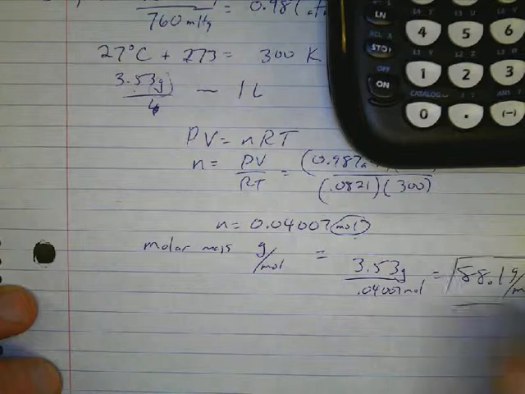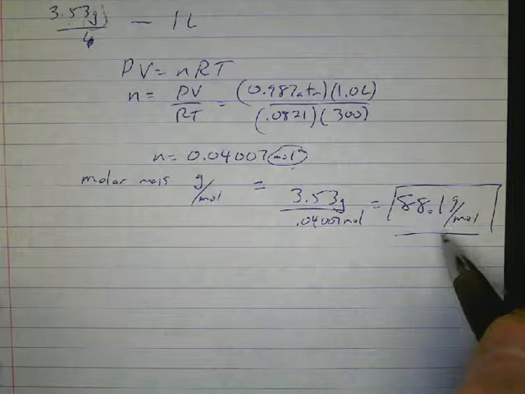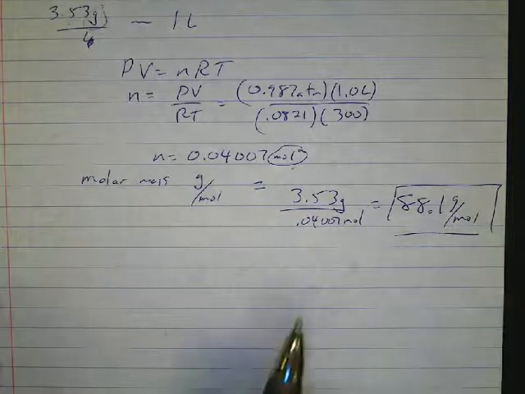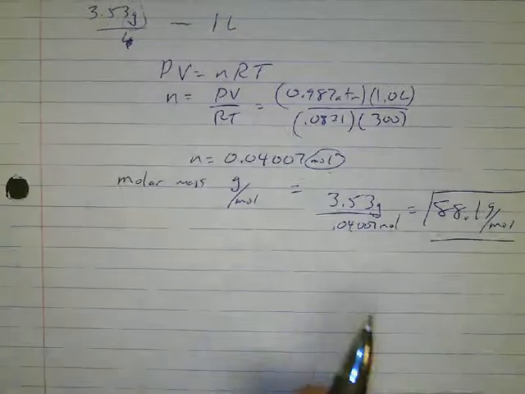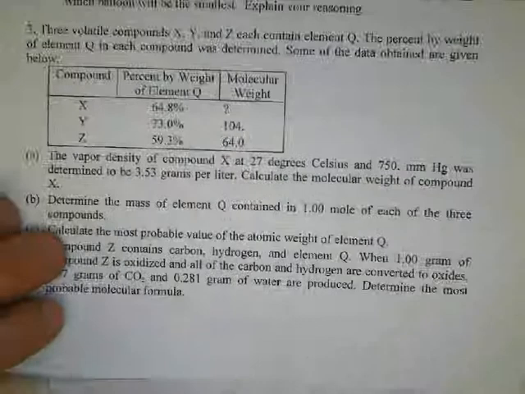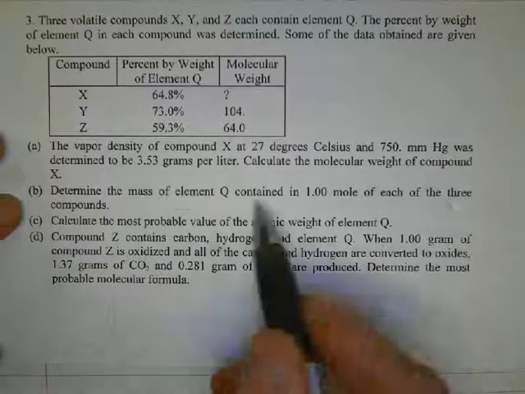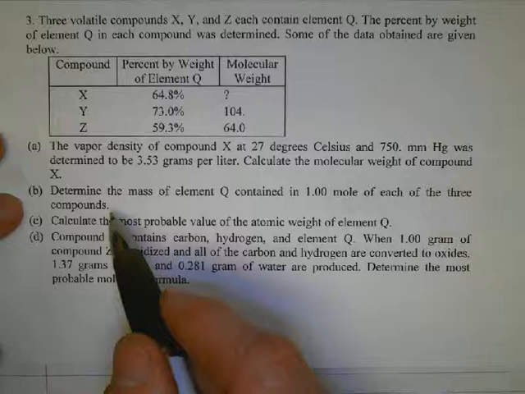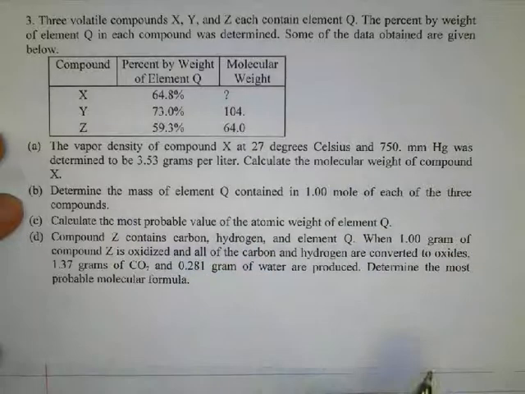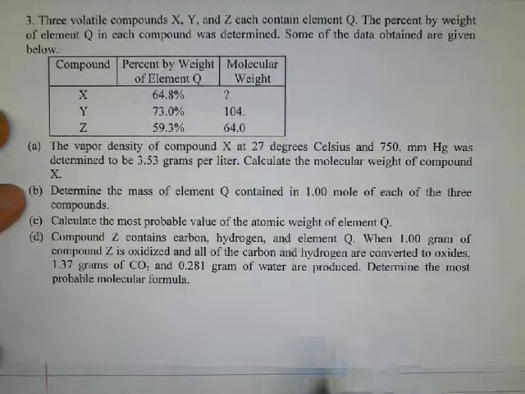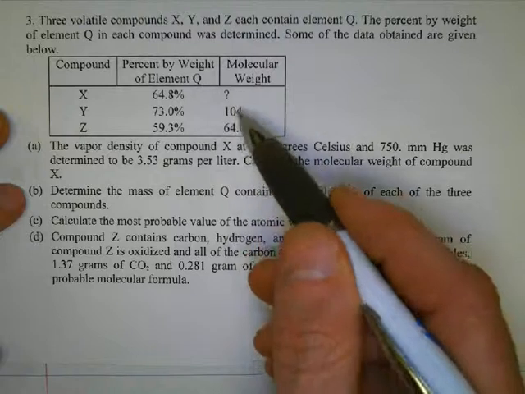So look what I did. I made sure that I'm very clear about my answer, 88.1 grams per mole. Now I'm going to go on to B. Determine the mass of element Q containing 1 mole of each of the 3 compounds. Okay, so that's pretty straightforward. We know that the molecular weight of this compound is 88 now. We know that this one's 104, so all I have to do is take that percentage.